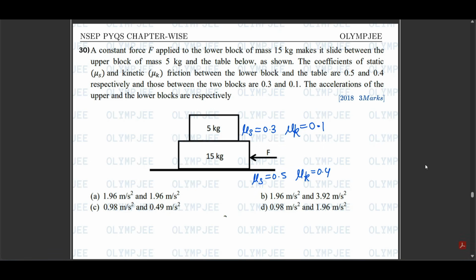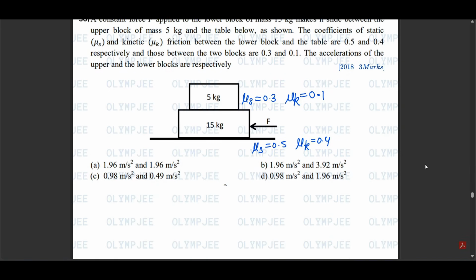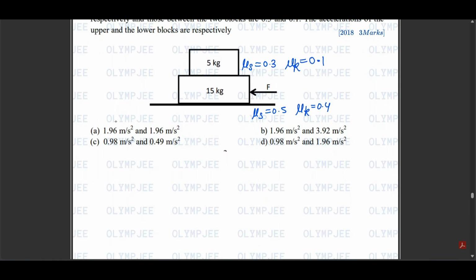So we need to analyze this case by case. So the first case would be when none of the blocks are moving. The force is so small that none of the blocks are moving. So in that case, the friction between 5 and 15 kg would be 0, because there is no impending relative motion or relative motion. And between the 15 kg and the floor, it would be static friction.